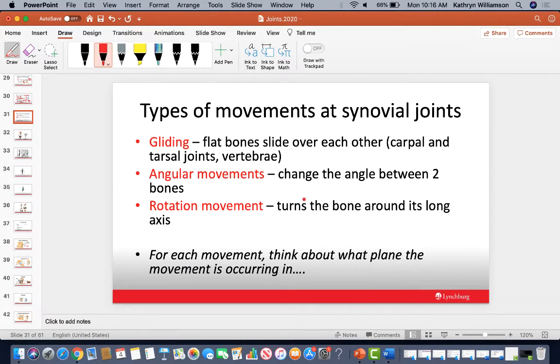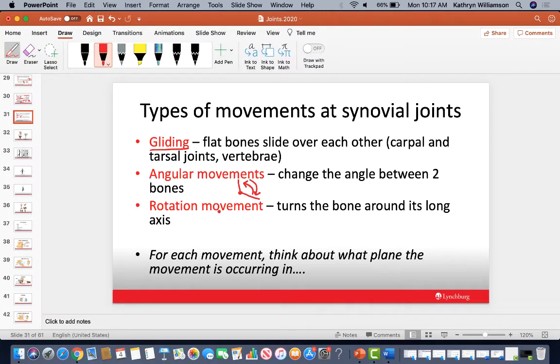Okay, and so this is telling us too the different types of movements that we have. We talked about gliding, flat bones sliding over each other. Angular movements are movements that change the angle between two bones. If you think about your elbow, here's your arm, here's your elbow joint, and here's your forearm. If you do a bicep curl, you're decreasing the angle between those two bones. And if you're letting the weight back down again, going the other direction, you're increasing the angle between those two bones. So that's an angular movement.